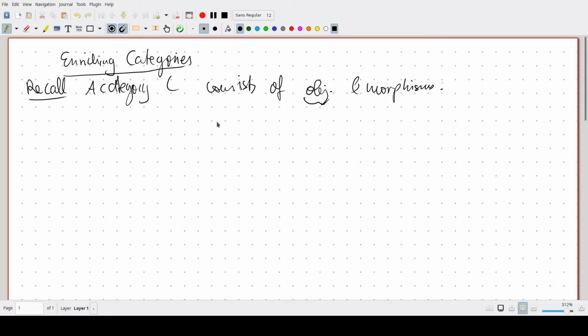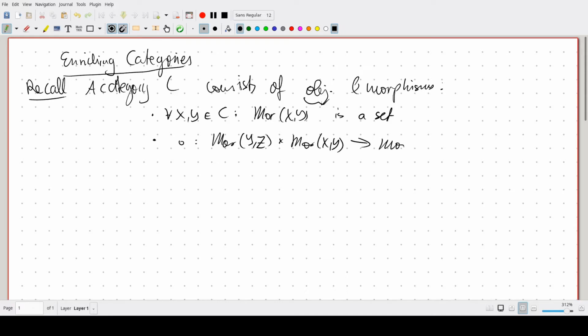meaning that there is a class of objects, and for every two objects, x and y, in C, the set of morphisms, well, I just said it, is a set, nothing more, and we have a map called composition going from, for every object x, y, and z, the morphisms from y to z, Cartesian product with morphisms from x to y, to the morphisms from x to z, such that this operation is associative.